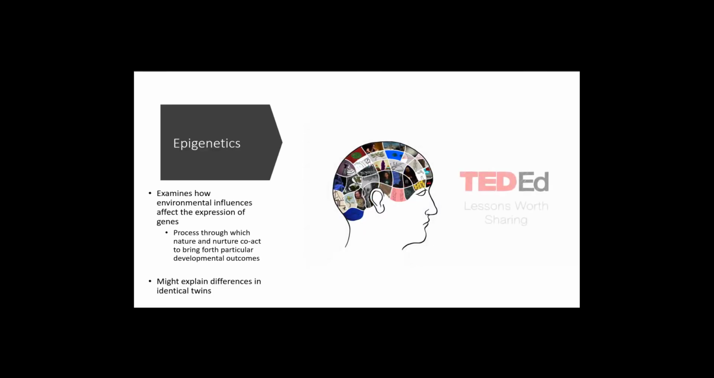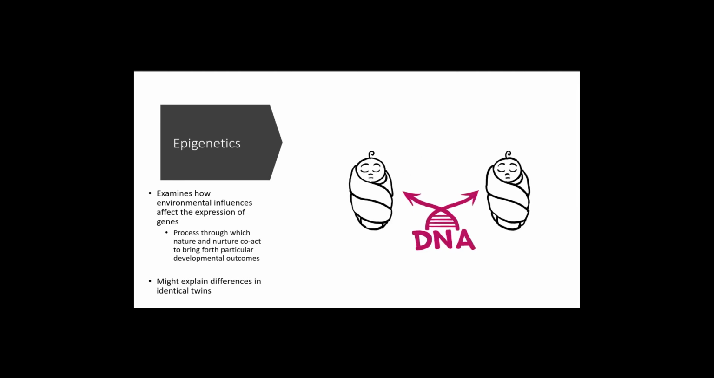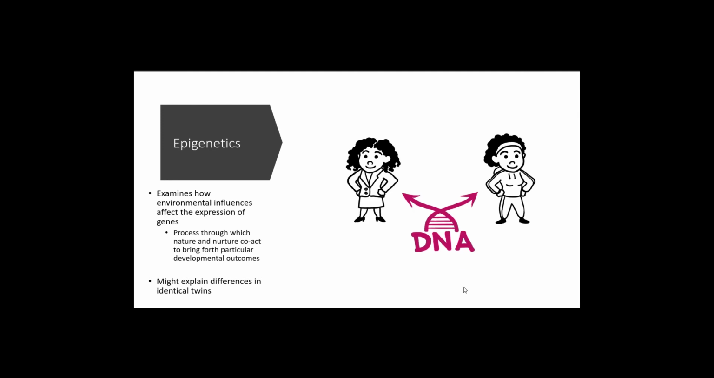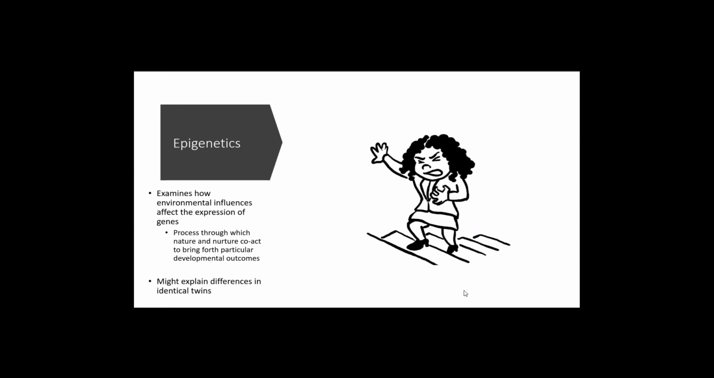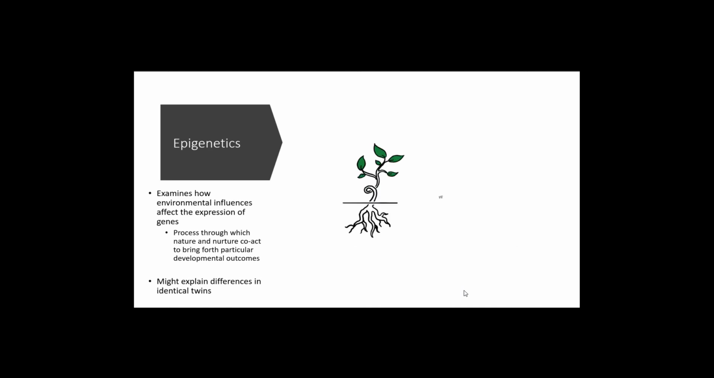Epigenetics examines how environmental influences affect the expression of genes, a process through which nature and nurture co-act to bring forth particular developmental outcomes. Might explain differences in identical twins. So the idea here is, and you'll see the video in the notes, that the environment actually impacts the genetic expression, that is, again, the phenotype of an individual.